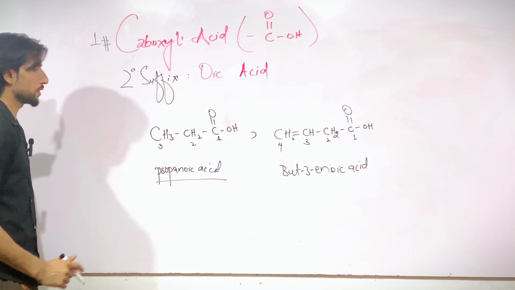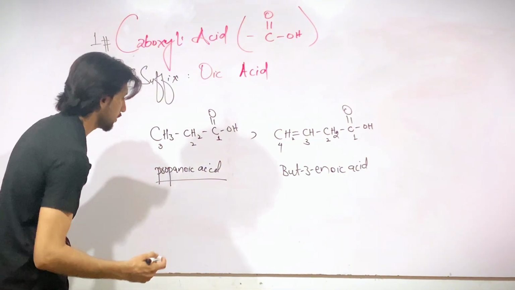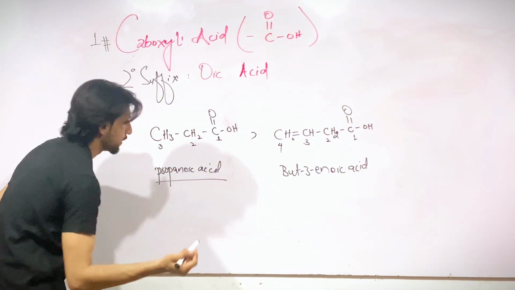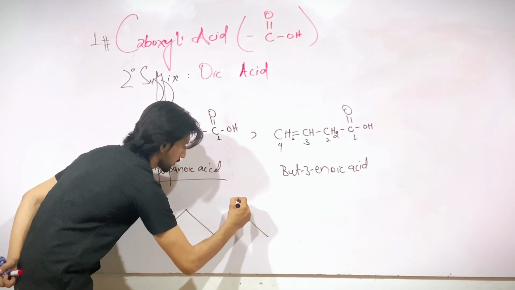Now with another example, I want to clarify one of your other concepts, and I will now draw bond line notation for convenience.